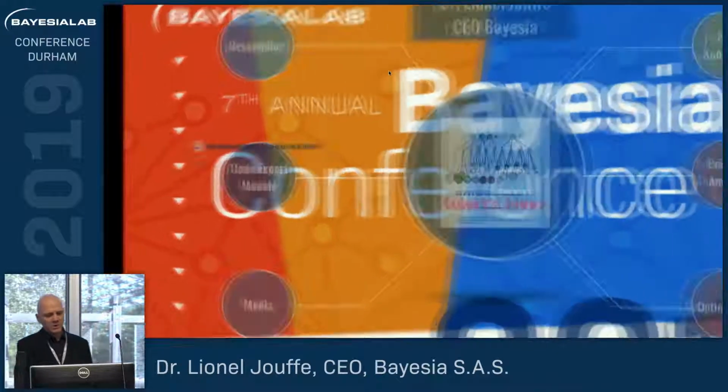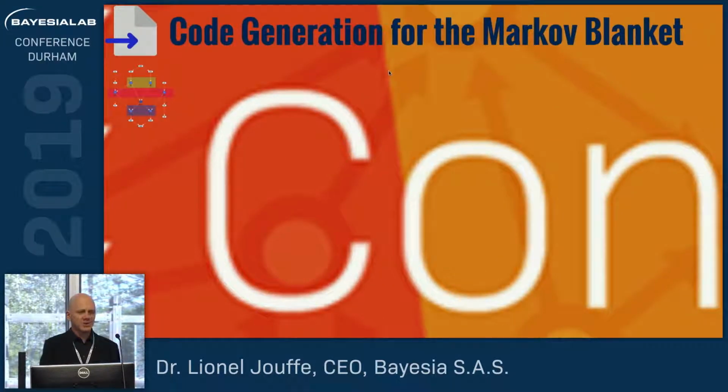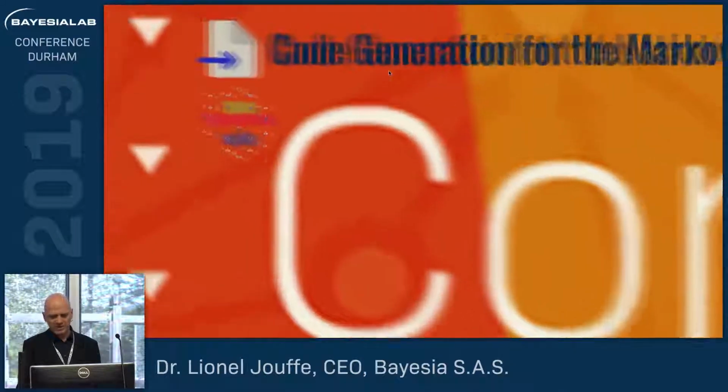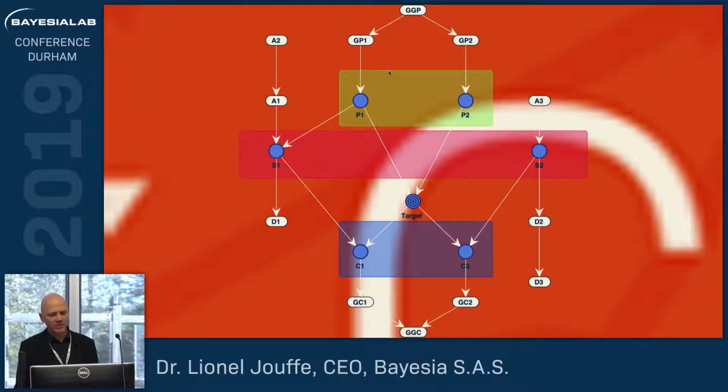Then we also added a new feature for generating code, useful for computing the priority of a target node based on the Markov blanket. Just a reminder of what a Markov blanket is: you have your target node, and the Markov blanket is defined as the parents, children, and spouses. These are the nodes such that, if you have hard evidence on them, your target is conditionally independent of all the other nodes.